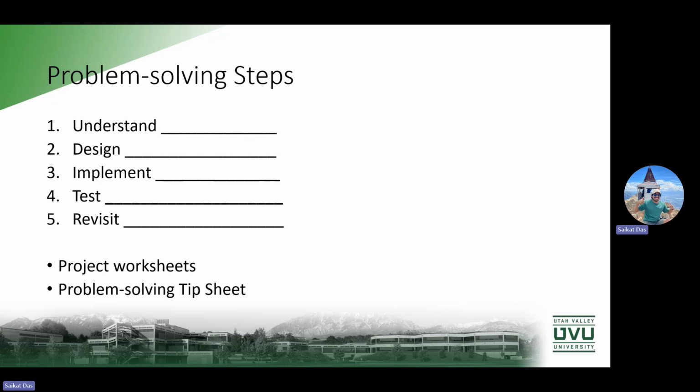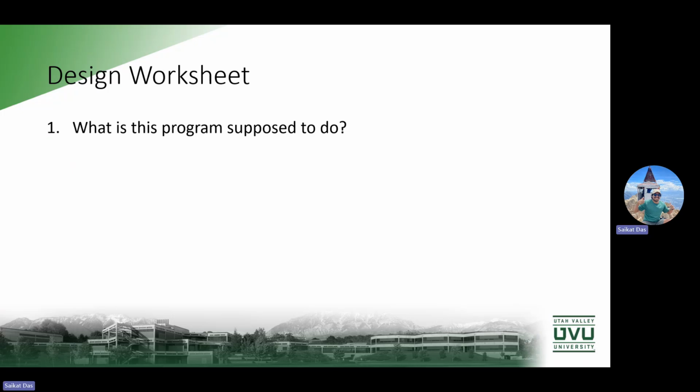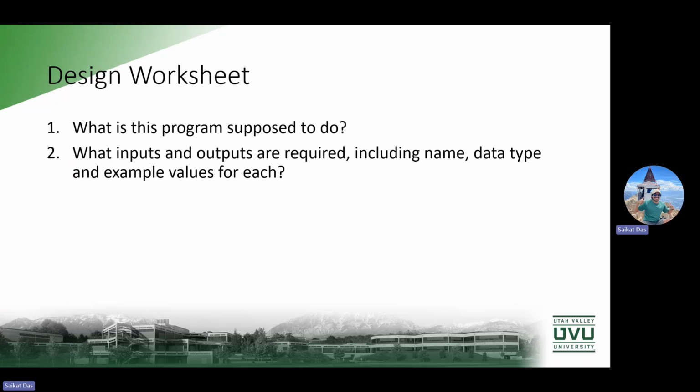So let me go through here. For the design worksheet, what you need to do? What is the program supposed to do? Our program is supposed to add 2 numbers, right? Then what inputs and outputs are required? Here the input can be 2 numbers, and the output is 1 number, including the name, data type, and example values.